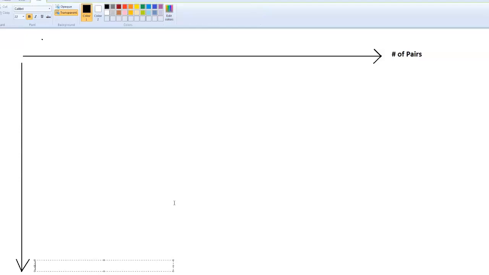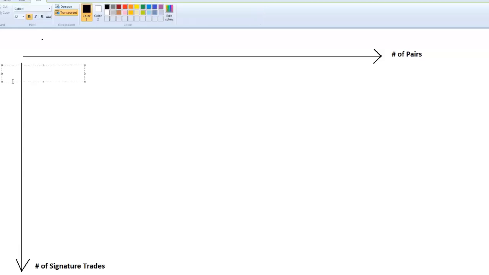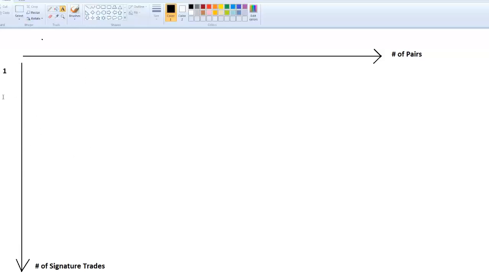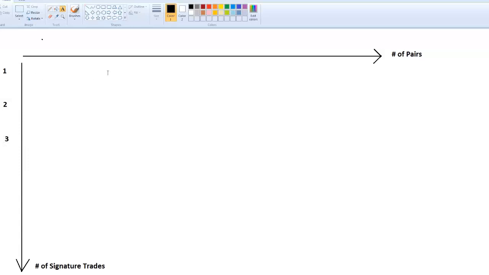This will be number of signature trades. Okay. So now, this will be kind of easy here. So 1 signature trade, maybe 2. Maybe 3. I don't suggest you getting over 3 signature trades. If you do, you have to be very, very clear about what you're doing. So we'll just do a hypothetical there and leave 3.